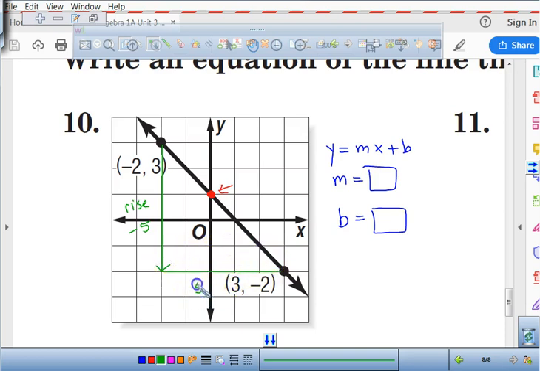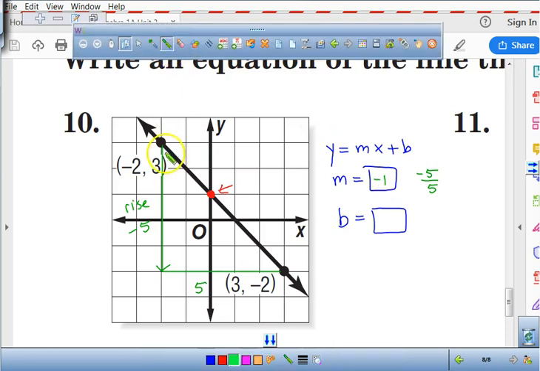Actually, it goes over 5. So our slope is -5 over 5. But what does that reduce to? Down 1 over 1. You can see it right here. You can see these little triangles being made right here.